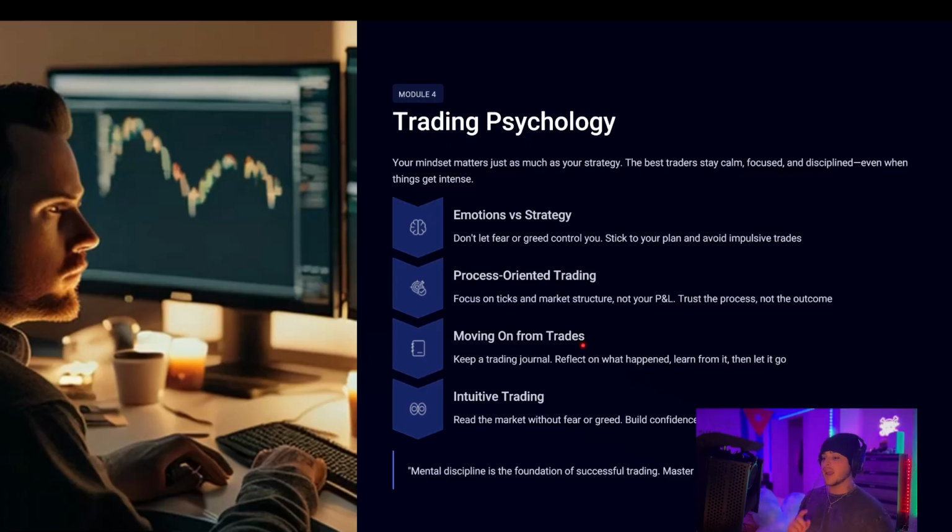We journal our entry. We journal our stop loss. We journal our take profit. We journal why we enter, why we set our take profit where we set it, why we set our stop loss, how we were feeling when we were taking the trade, and how we were feeling when we got out of the trade. If we won, if we lost, what lesson did we learn from the market that day?